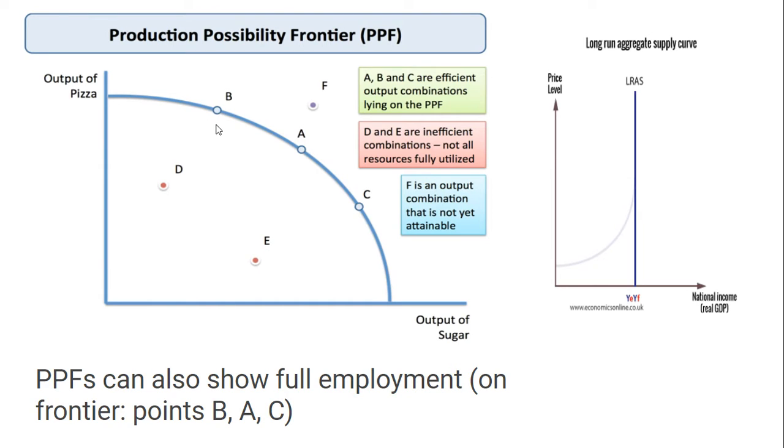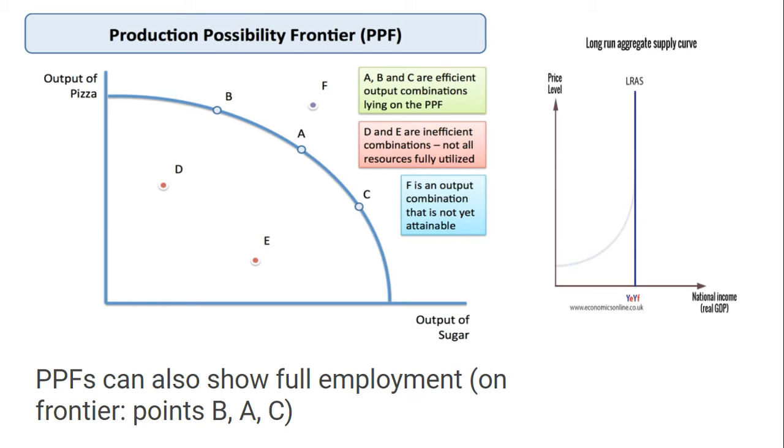So if you were operating at points A, B, or C, you're considered efficient. You're at full employment. Keep in mind that on an AP FRQ, the AP could pull up a PPF and connect it to long-run aggregate supply, and you've got to be able to make that connection. So again, if you're operating on points A, B, or C in the PPF, that represents full employment or the natural rate of unemployment.